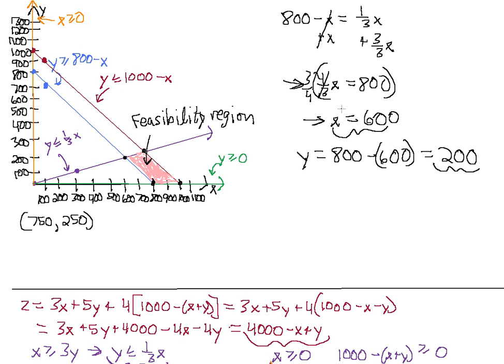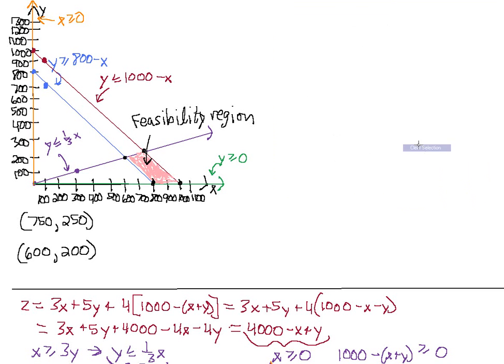All right, so we have our second set of x and y values: 600 and 200. Now, when we think about it, these are actually different combinations of A and B widgets that we can produce, and we're going to find two more sets that we can plug in one at a time into our optimization equation and see which one gives us the maximum profit.